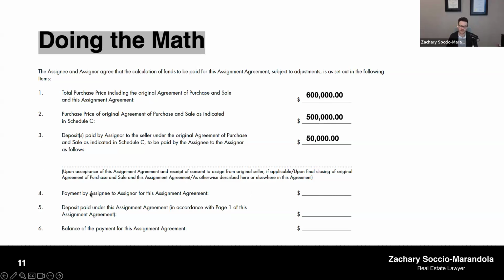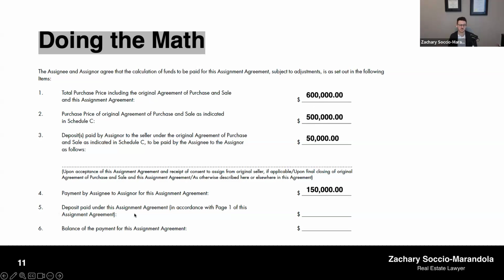So when you're filling out number 4 here, the simple formula is 1 minus 2 plus 3. So 600 minus 500 is $100,000 plus the 50. That gets us $150,000. This is the actual payment that needs to be made for the assignment, right? It's $100,000. That's the difference between the two contracts. But remember, once they become the assignee, they don't have to pay $500 for the property. There's already been $50,000 in deposits paid. So they only have to pay $450. So in order to make this all work, it's $150,000 that has to be paid to the assigner.